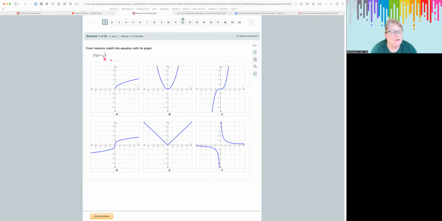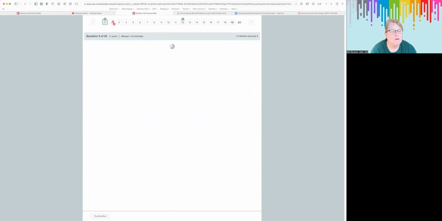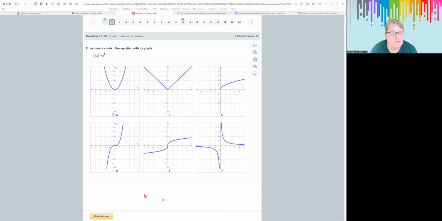So square root, which of these is square root? Square root, come out. Yes, that's right. And let's check. What about here? We're looking for the cube function, the cubic function. Which of these is the cubic? That's right. Very good.